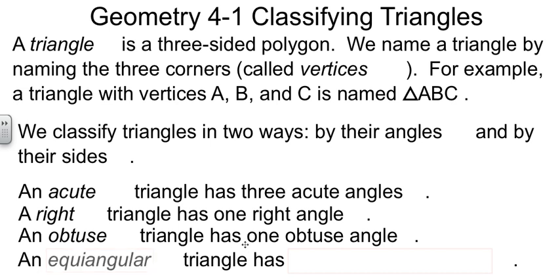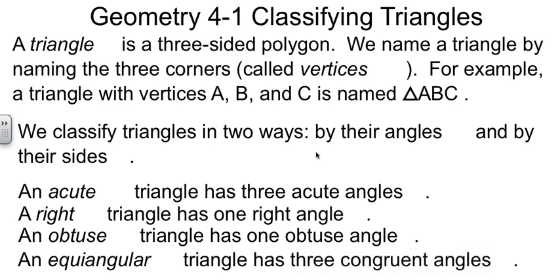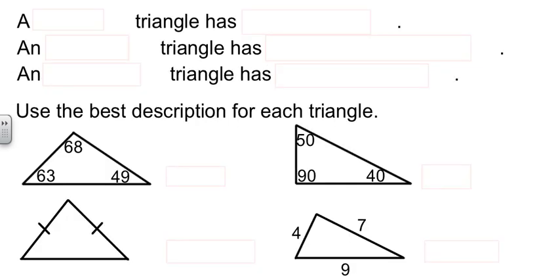And one last term by angles, an equiangular triangle has 3 congruent angles. If all 3 of the angles are congruent, then it's an equiangular triangle. Now that's if we want to use the angles to classify it.